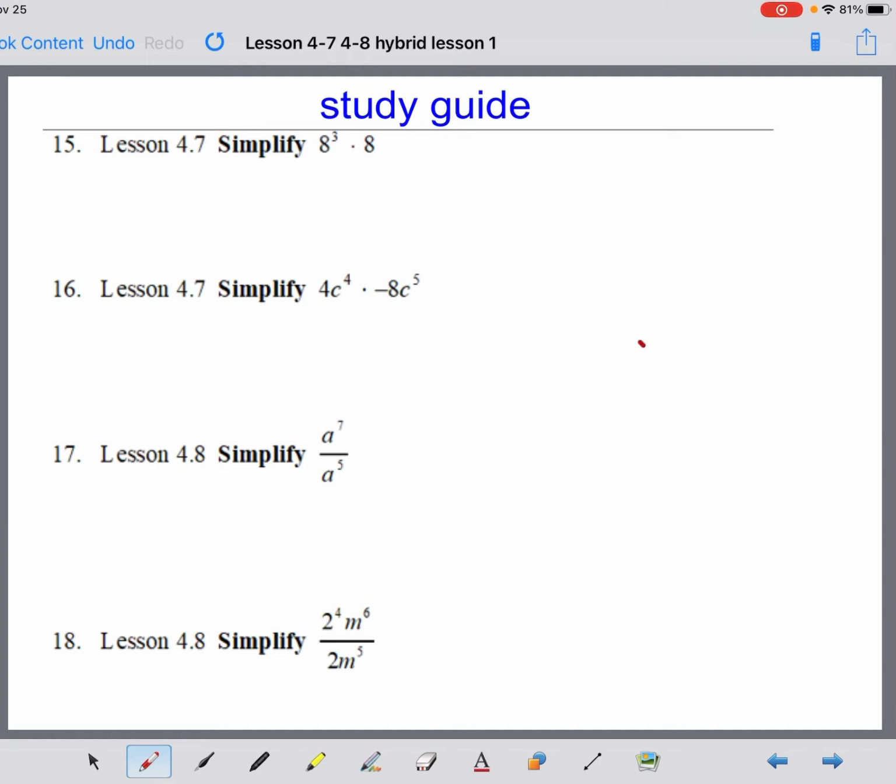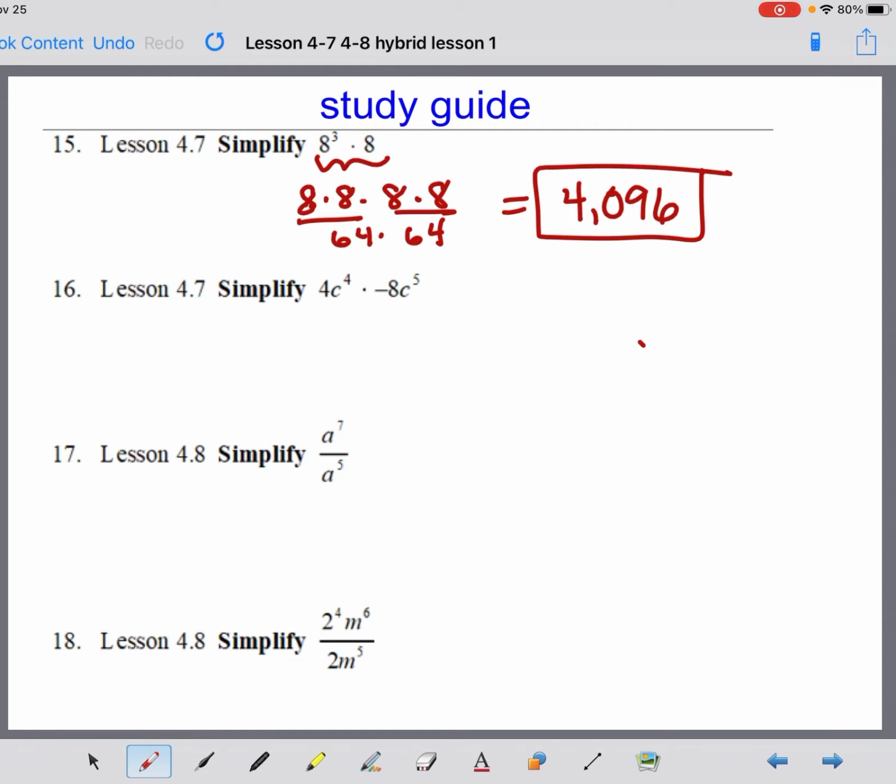For the first one, 8 to the third times 8. This means 8 times 8 times 8 times 8. Because this is 8 to the third, and this is that last 8. Then once I have all those 8s written out in a string, I always get kids who say, well, can I just take 64 times 64? And the answer is yeah, absolutely. And when you do that, you get 4,096.